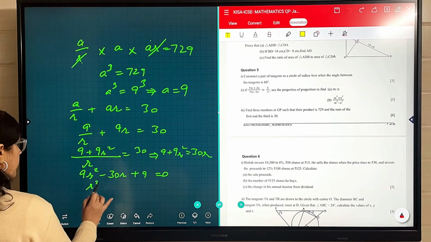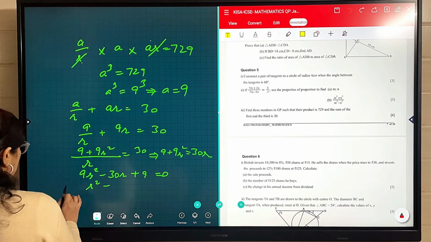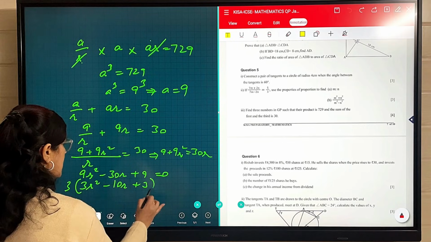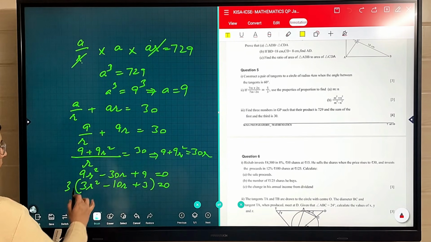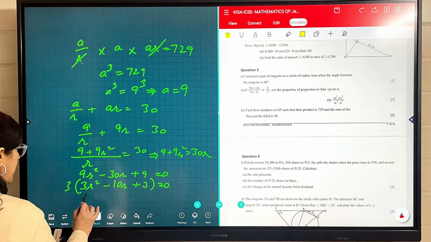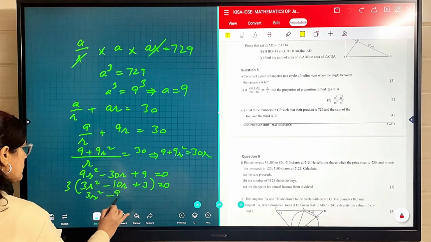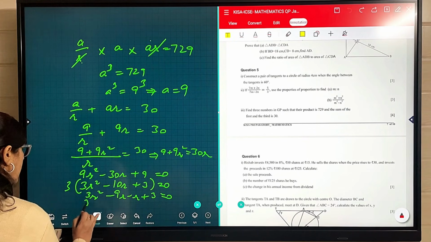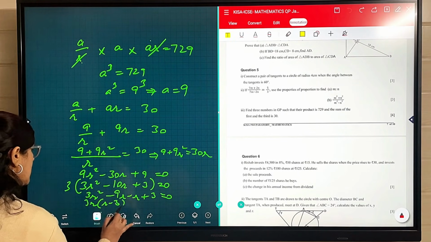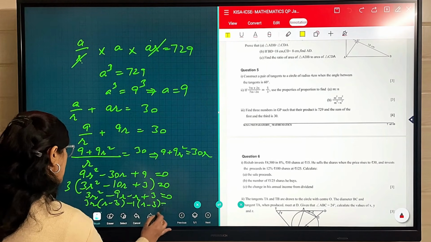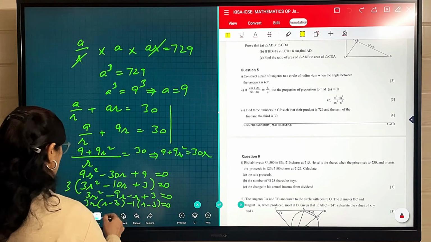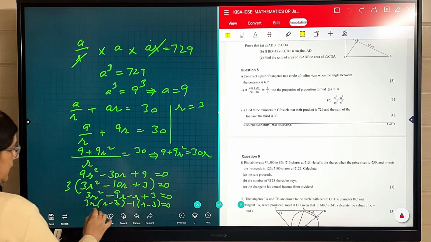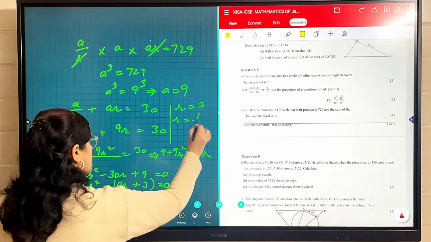Taking R² common, minus 3 common, we can take 3 common: 3R² minus 10R plus 3 equal to 0. Solving this quadratic equation, 9 we need as a product, so 9 into 1 is 10 also. So minus 9R minus R plus 3 equal to 0. So 3 common, R minus 3, minus 1 common, R minus 3 equal to 0. So in this way the value of R is equal to 3, and if we are taking 3R minus 1 then it is equal to 1 by 3.